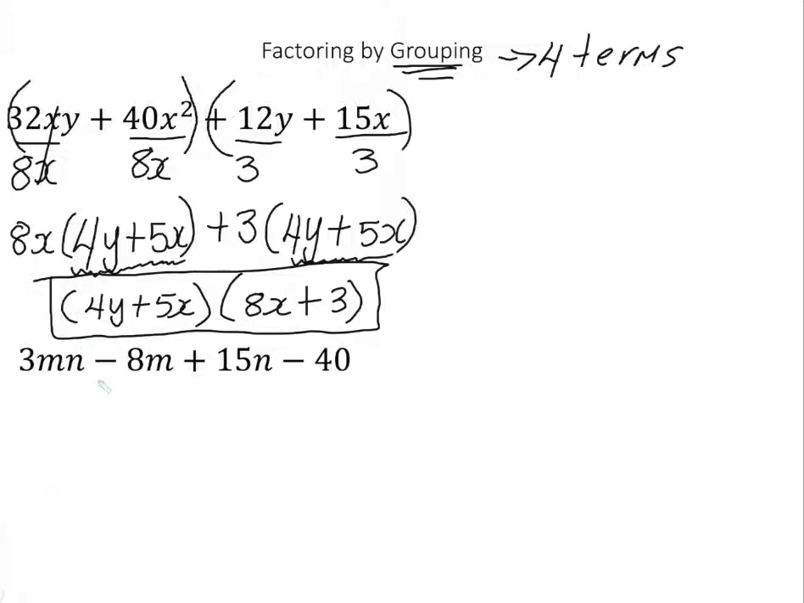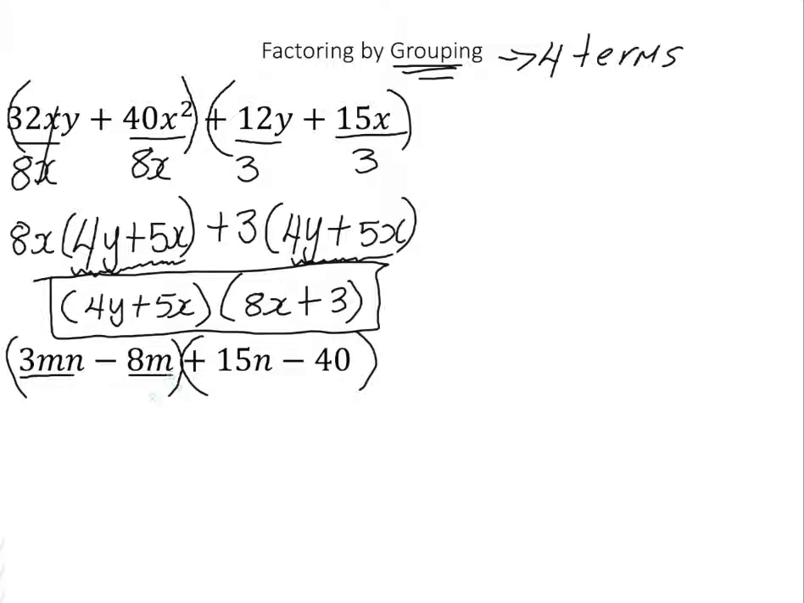Let's take a look at another example. I have 3mn minus 8m plus 15n minus 40. So I notice I have four terms, so I'm going to use grouping. I'm going to group the first two, and I'm going to group the second two. Notice I'm grouping the plus sign.